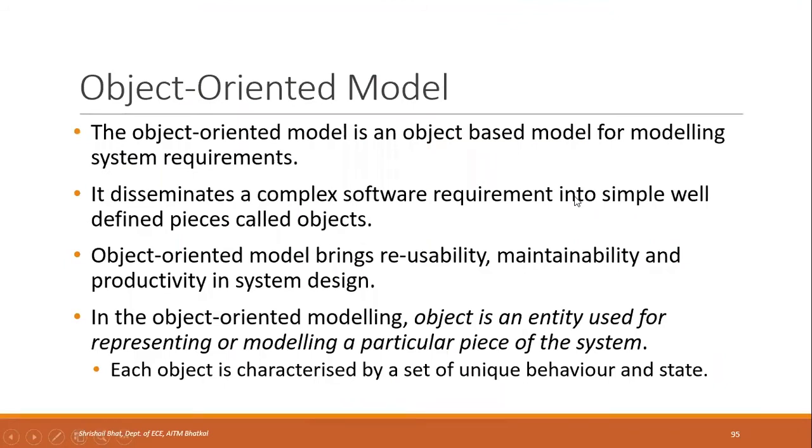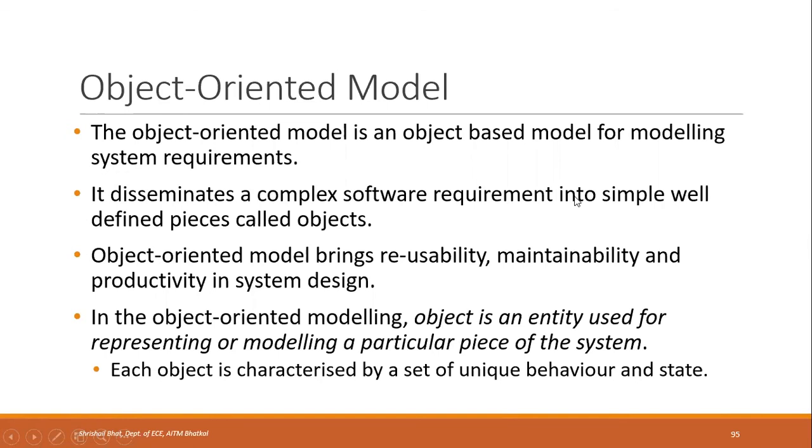The next kind of model we have is object oriented model. The object oriented model is an object based model, which means we are creating objects for modeling system requirements. What do you mean by an object? You might have studied object-oriented programming languages like C++ or Java. It's an object-oriented language, so it breaks a complex software requirement into simple, well-defined pieces. Those pieces are called objects.